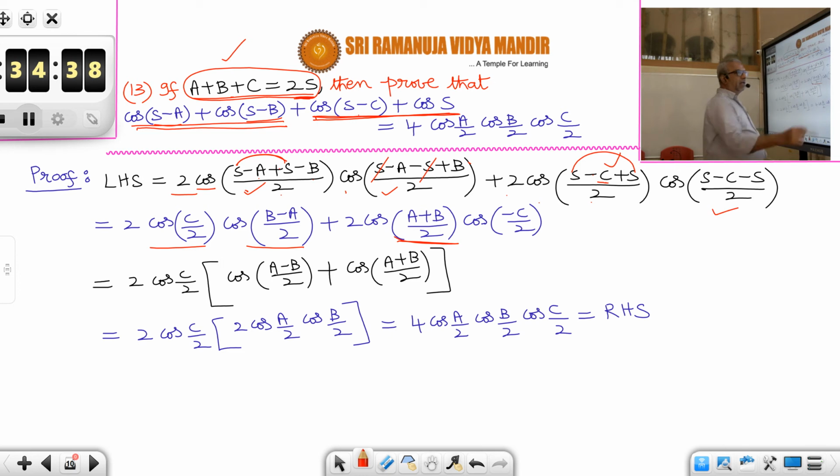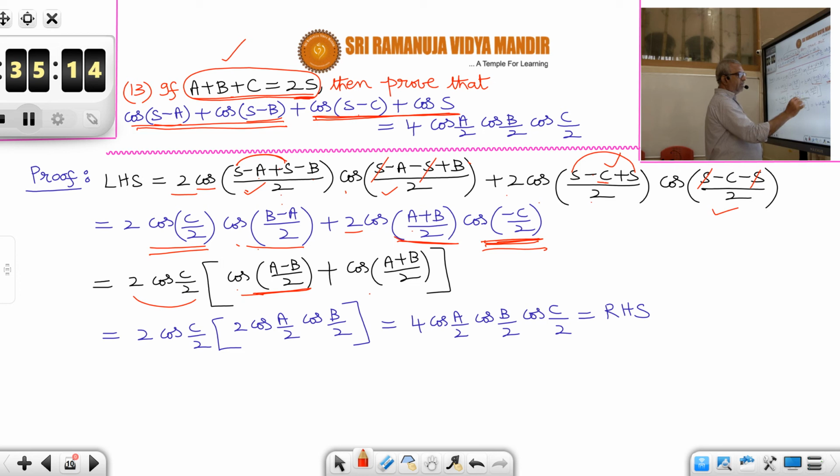Okay. Next here, s gets cancelled. Cos minus c by 2 is what I have written in the next step also. But cos minus c by 2 is cos c by 2. Here also you find cos c by 2, here is also cos c by 2. So therefore we can take 2 cos c by 2 common. So cos in the bracket, b minus a by 2 can be written as a minus b by 2, no problem. Cos theta, cos minus theta are equal. So here 2 cos c by 2 is taken common.